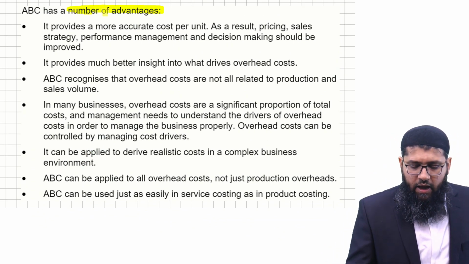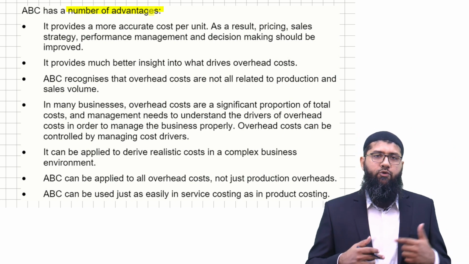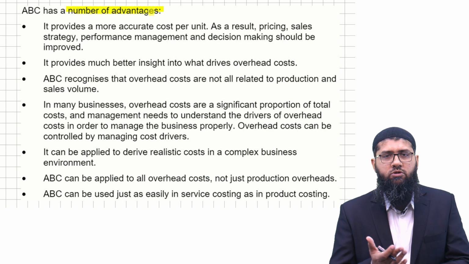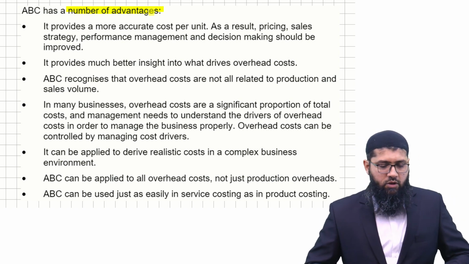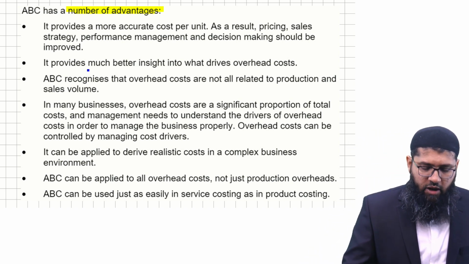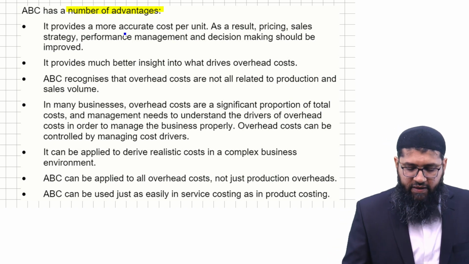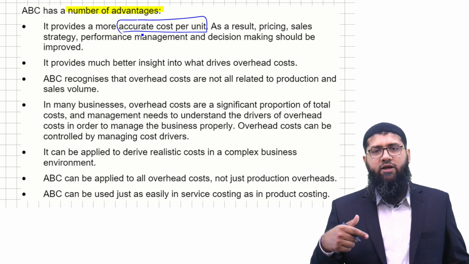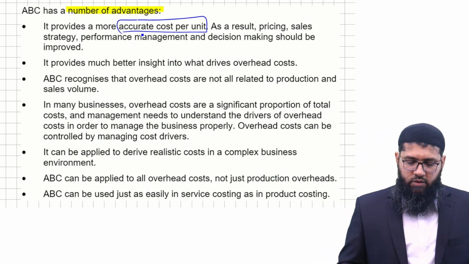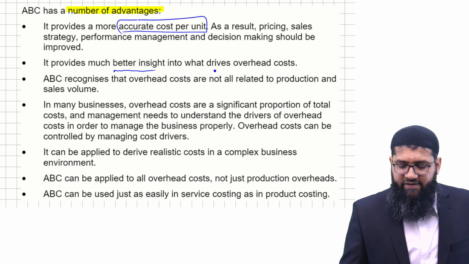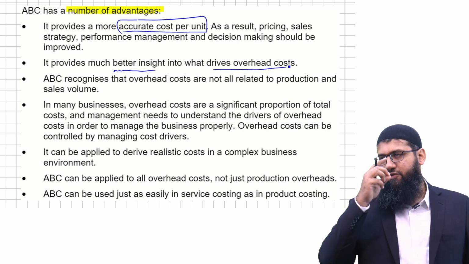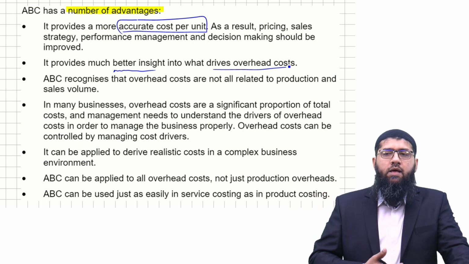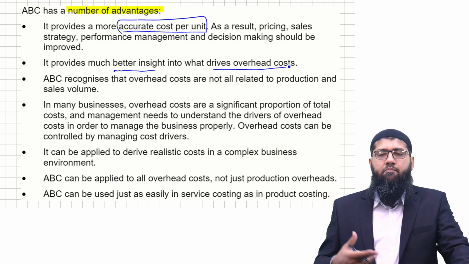So there is a long list. We'll have a quick go through of them so that in case if you come across an MCQ, you are able to answer that. So it says ABC has a number of advantages. It provides a more accurate cost per unit. It gives you better insights into what drives overhead cost. Because you see, at times you might be thinking on the basis of labor hour, whereas the activity of purchasing, activity of machine setup may be driving more cost.